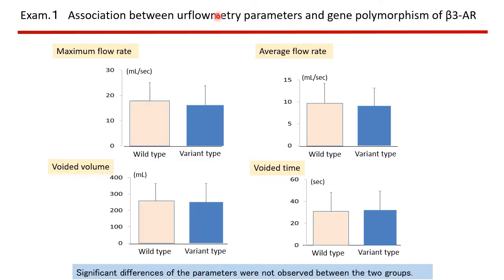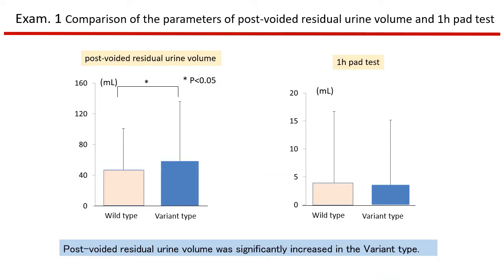Association between urodynamic parameters and gene polymorphism of beta-3 adrenoceptor. Maximum flow rate, average flow rate, voided volume, voided time. Significant differences of these parameters were not observed between the two groups. Next, comparison of the parameters of post-voided residual urine volume and 1-hour pad test. Only post-voided residual urine volume was significantly increased in the variant type.